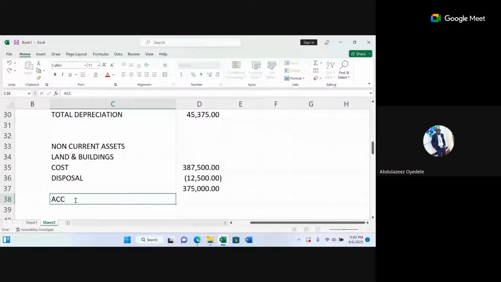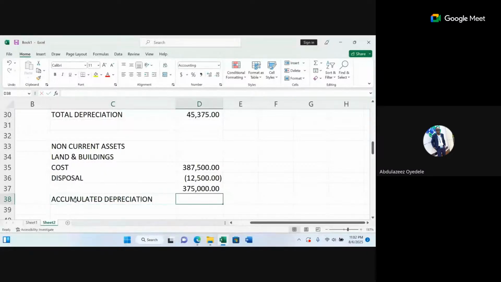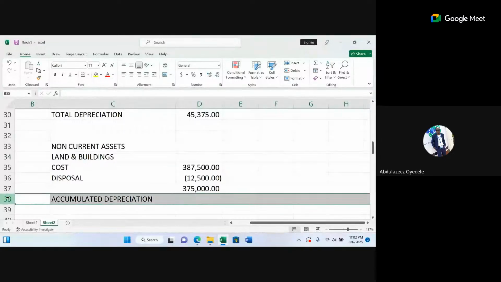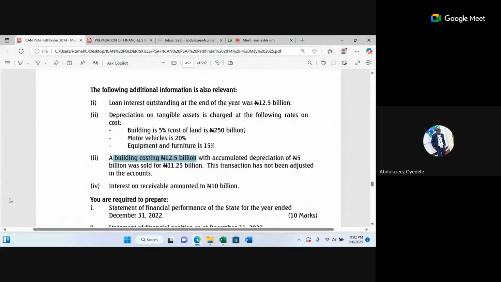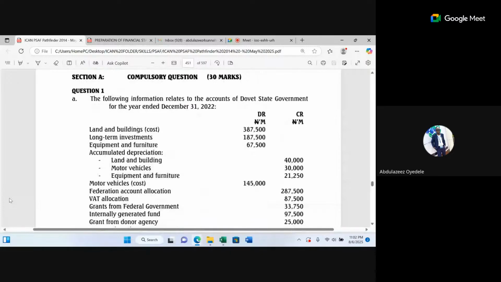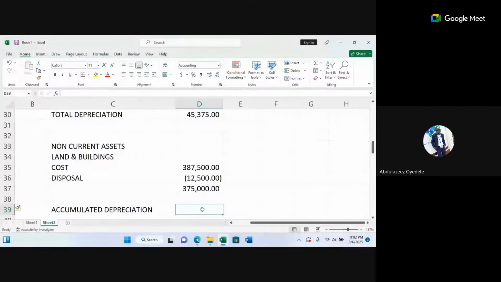you have accumulated depreciation. Accumulated depreciation that we have for land and buildings is how much? Accumulated depreciation for land and building is 40,000. This is it here. 40,000. Okay, that's 40 billion. So 40.